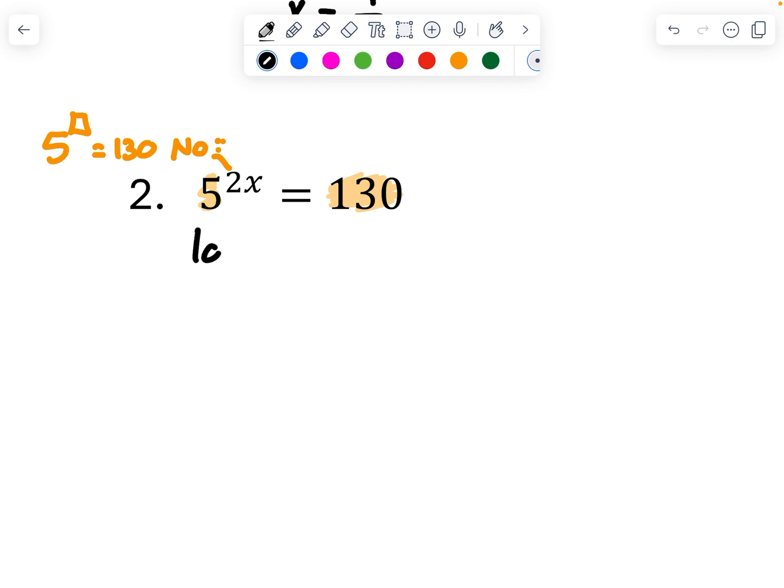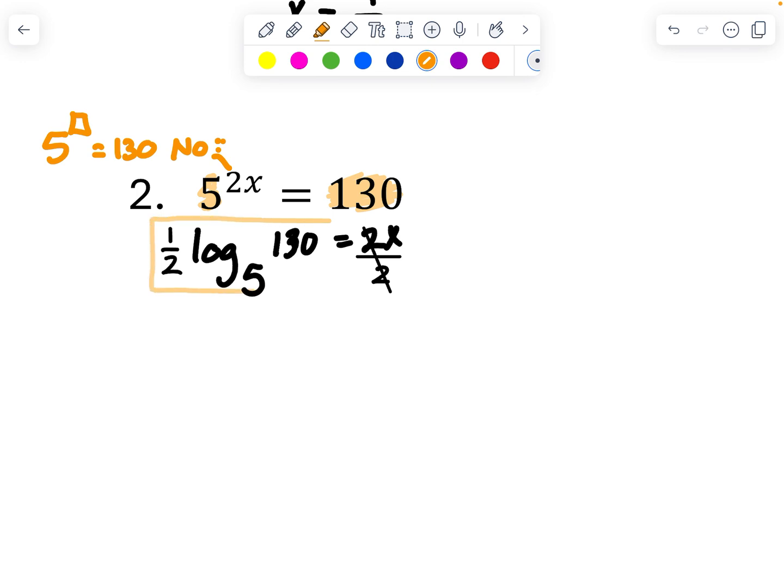So I'm going to take my exponential equation and turn it into a logarithm. I have a logarithm whose base is 5, whose argument is 130, and it is equal to 2x. X is not by itself yet, so I'm going to divide by 2. That's the same as multiplying by a half. So now that x is by itself, I'm going to grab my calculator and put it in exactly the way it is written. By the way, that is the exact answer.